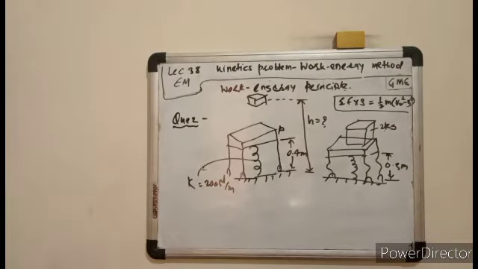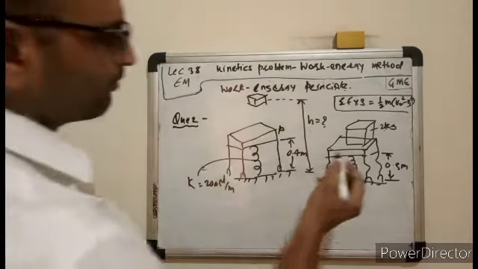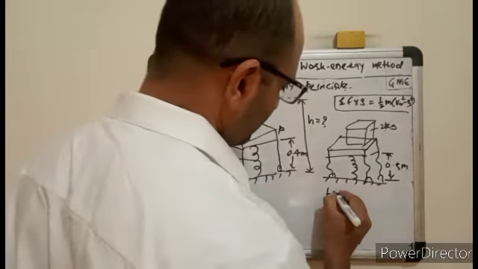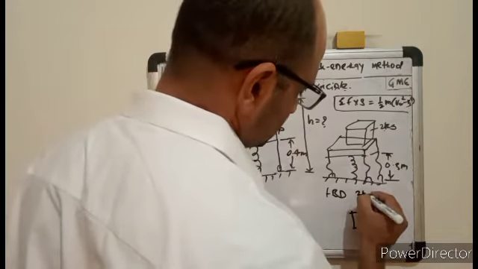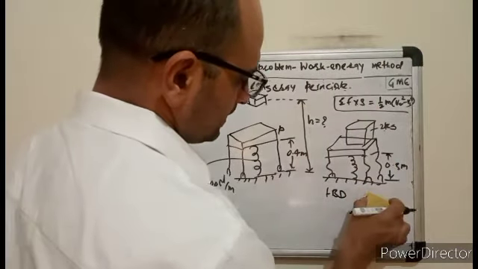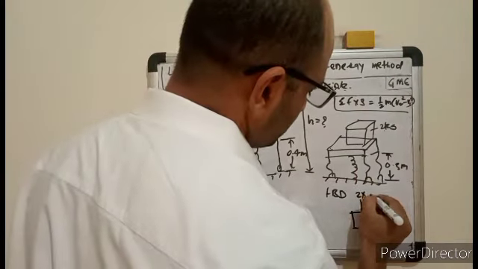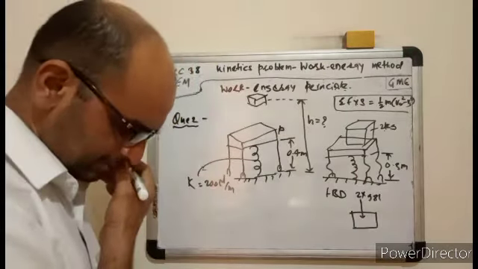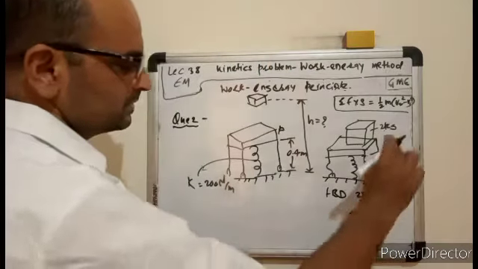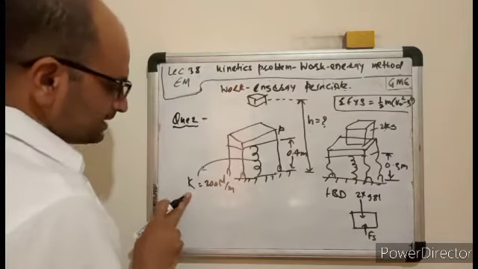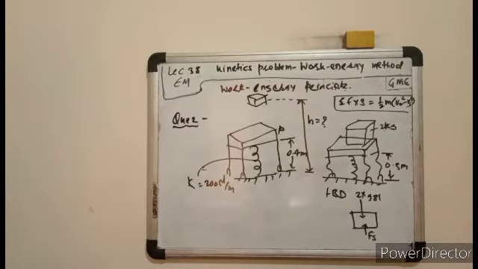See, we'll start solving this problem. First step, you have to draw the free body diagram of this block. I'll assume that the block is still in contact with this, and I'll draw the free body diagram. This is 2 kg, so the weight is 2 into 9.81. And the normal reaction is the spring force, because of this compression. Also, the spring constant is given. Okay, this is the free body diagram of this block.